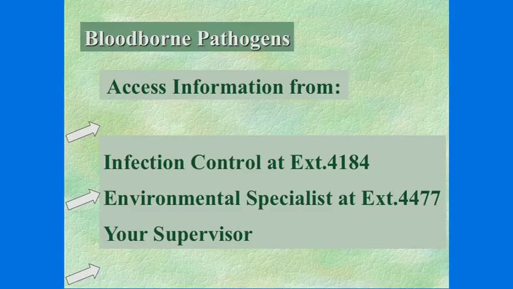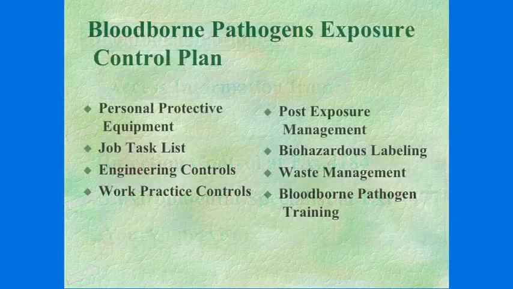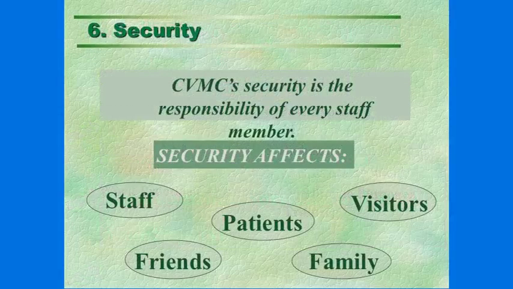Okay. We do have an exposure control plan, and really what this does is it's a way in which we can discuss the risk of exposure, what you need to do, and that kind of thing, and that is located on your route on the shared drive in your infection control manual. The control plan covers things like personal protective equipment, your job task list, because in some areas, as I said, it's department specific.